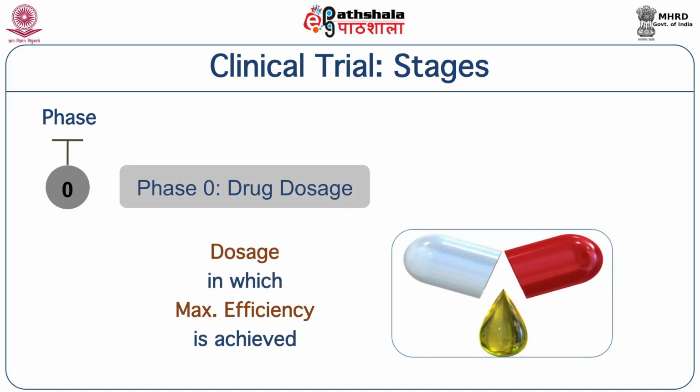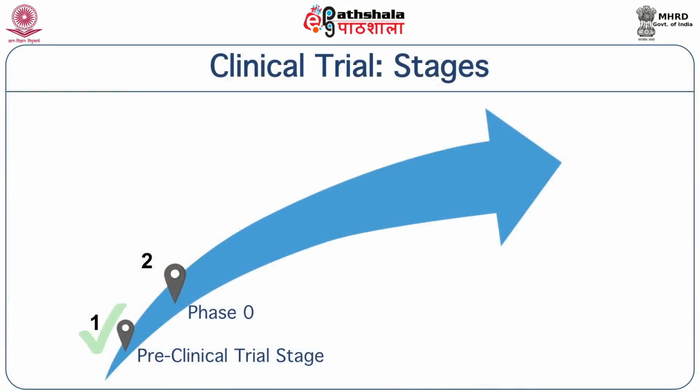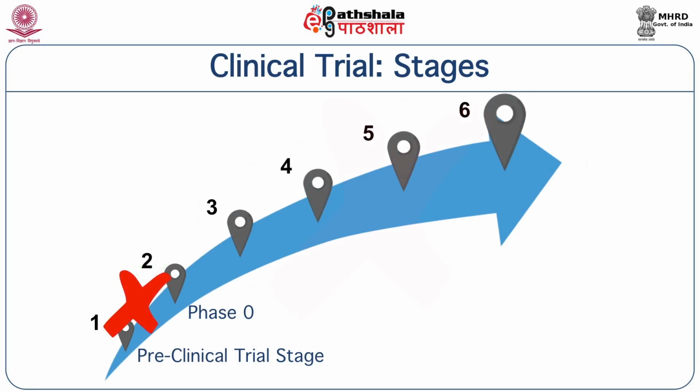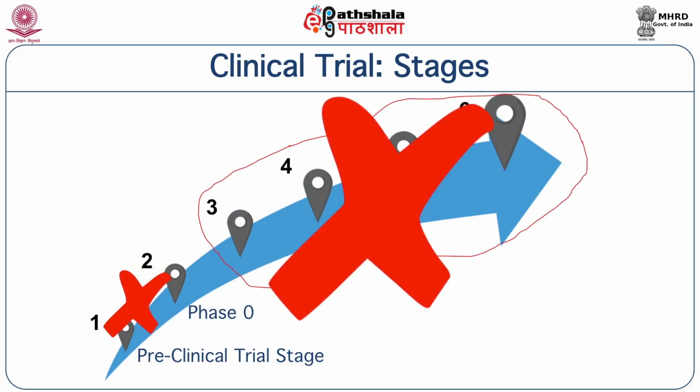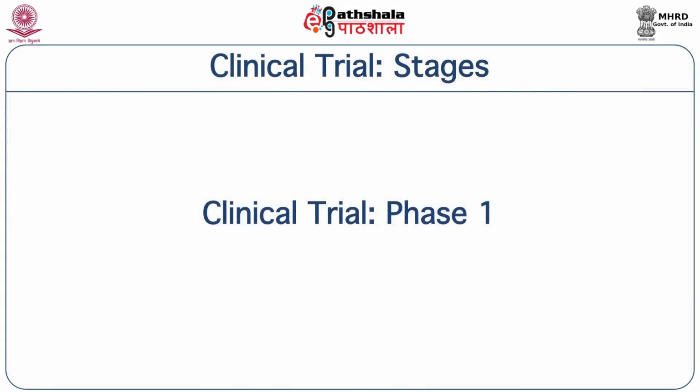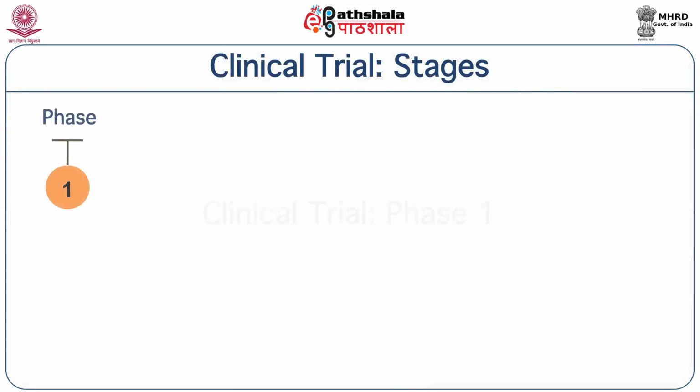And here again, only when this is tested as safe will clinical trials go further. Otherwise, clinical trials cannot go any longer. So, having passed through these two phases of preclinical trial and phase 0, the next stages are on human beings. Phase 1 trials are actually on human beings.